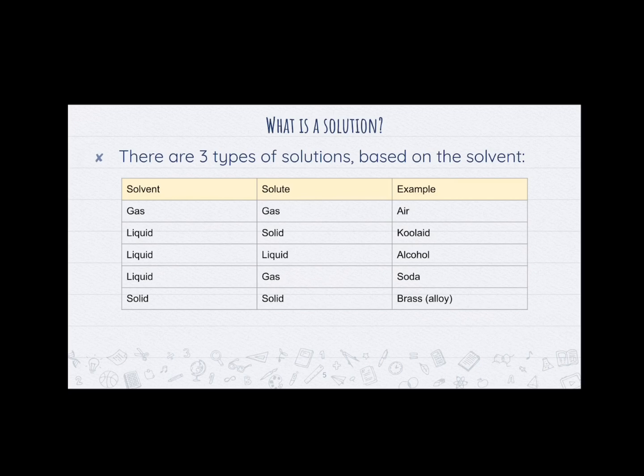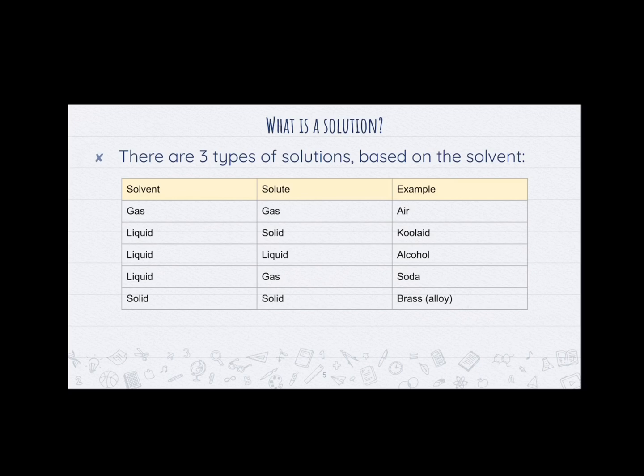There are three types of solutions based on the solvent. So I can have a gas and a gas. For example, I'd have air. I could have a solvent as a liquid and a solute as a solid. An example of that would be mixing Kool-Aid into water. So it's still a liquid form. Then I could have a liquid and a liquid mixed together, like a lot of alcohols.